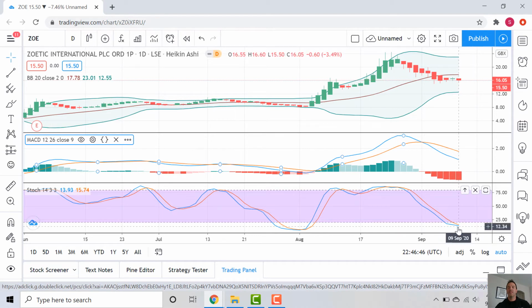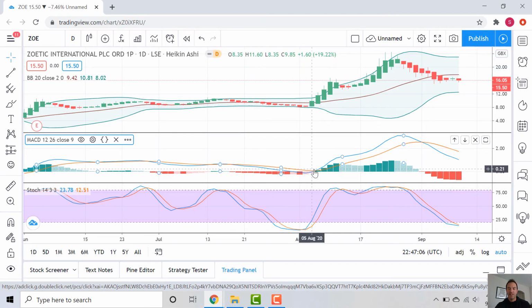We're going to watch to see this come back up and make its way back across 50 towards the 80 range, along with the MACD crossing 0 again, before we're convinced that this is going to come back up. But a lot of volatility in this stock. Hopefully you were watching it.